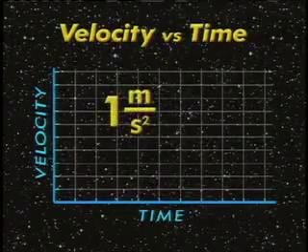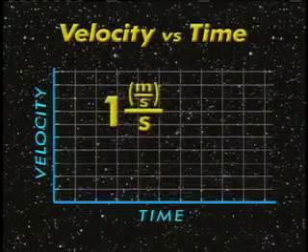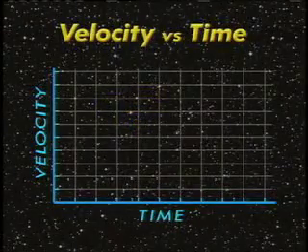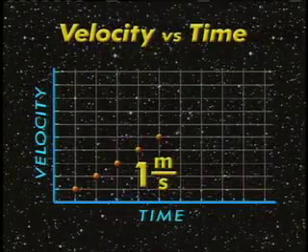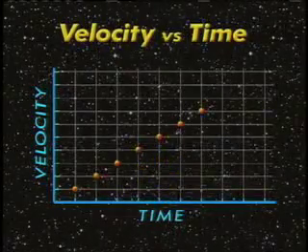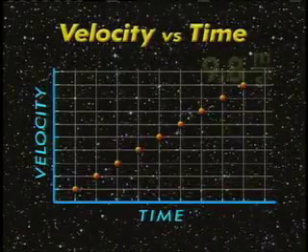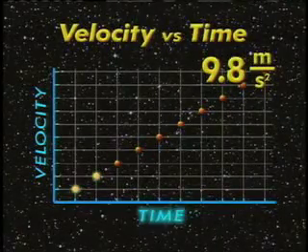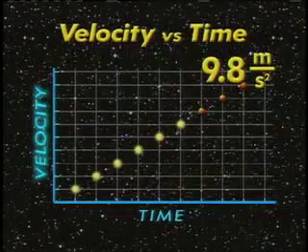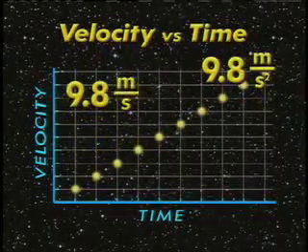And in case you're wondering, what does the unit meters per second squared mean? Well, 1 meter per second squared means that for every second of travel, the velocity increases by 1 meter per second. So, if the acceleration due to gravity is 9.8 meters per second squared, then for every second of travel, the velocity increases by 9.8 meters per second.